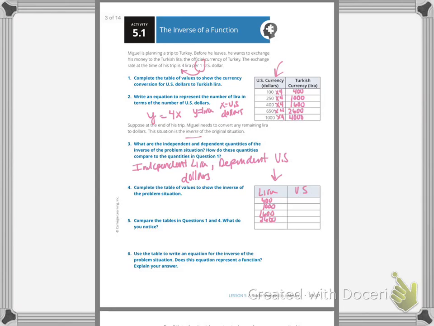2,600, and then 4,000. So if we were going backwards, this is independent right now, and now my US dollars is depending on whatever that lira is, I'm going to be affected. So now I have to divide by 4 to get smaller back to my US dollars, because there's less US dollars than there is lira. So now I'm taking it backwards.